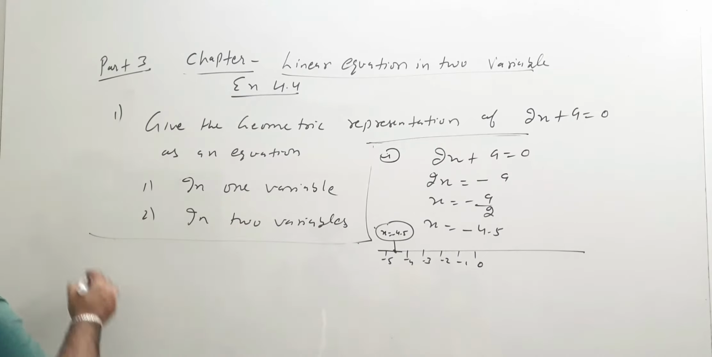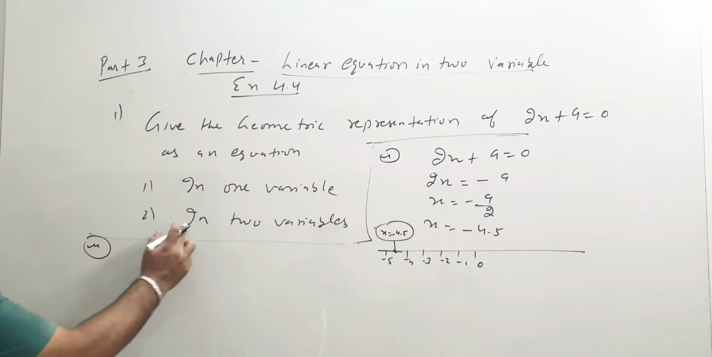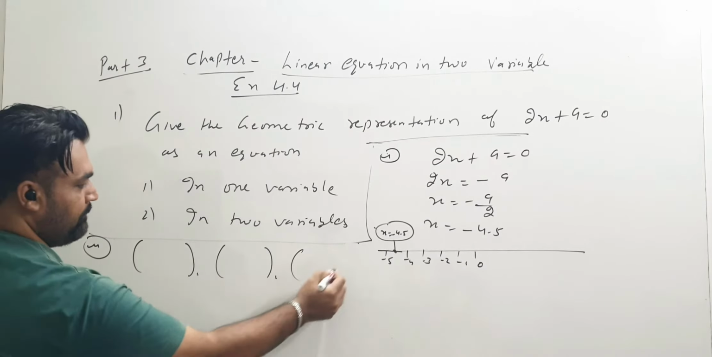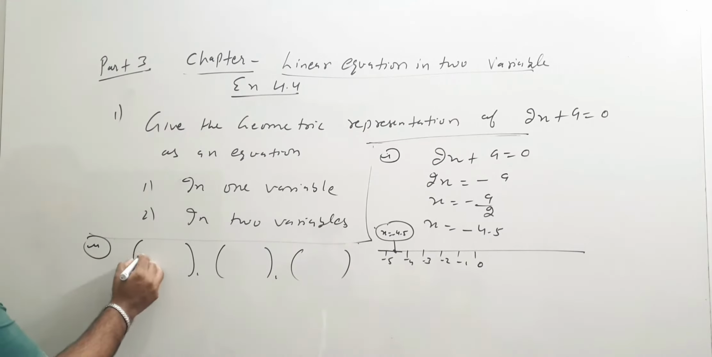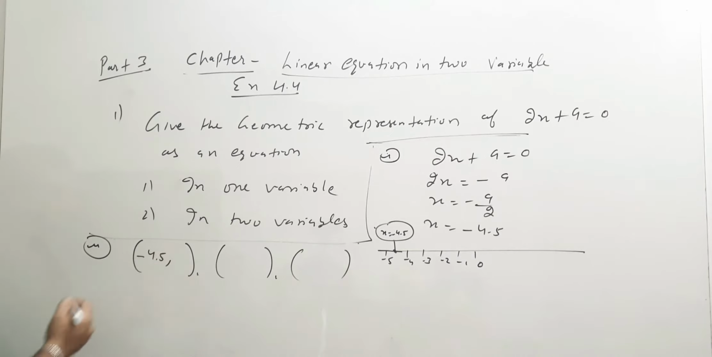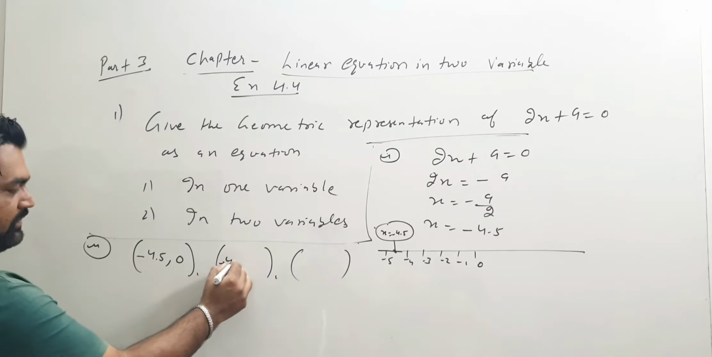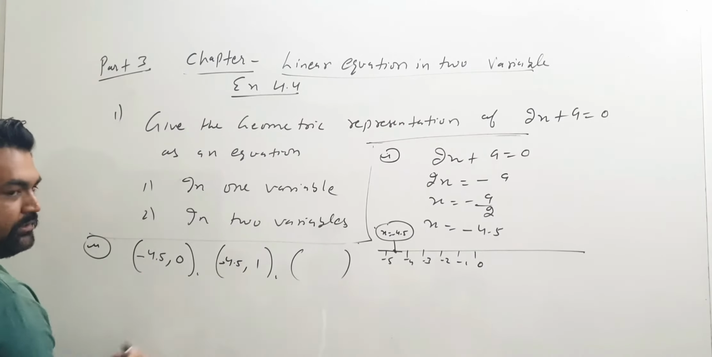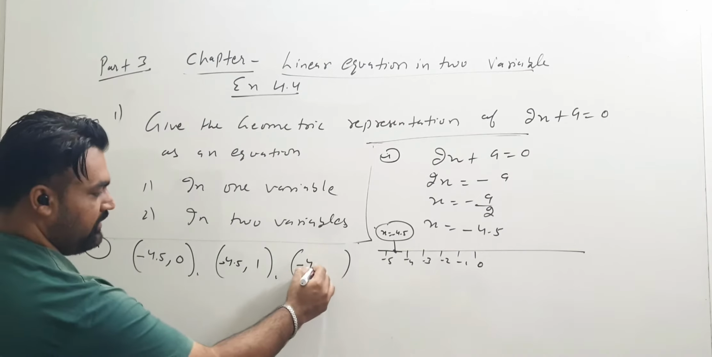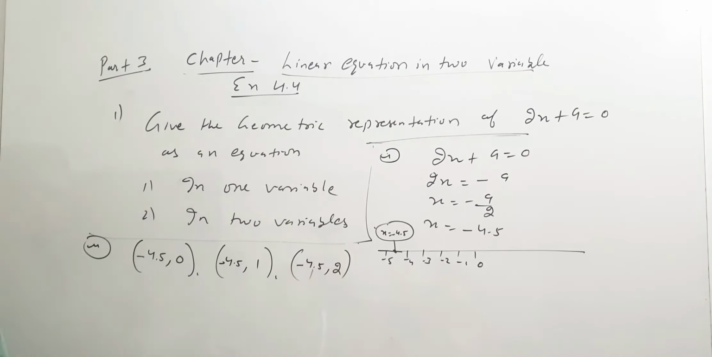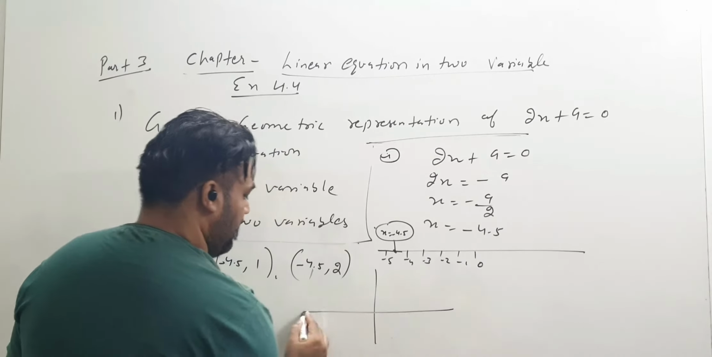Now we shift to the second part in two variables. Two variables means the value of x is given, that is minus 4.5. Now assume the values of y, that is 0. Again the value of x is fixed. Assume the value of y is 1. Again the value of x is fixed. Assume the value of y, that is 2. Again draw a graph.